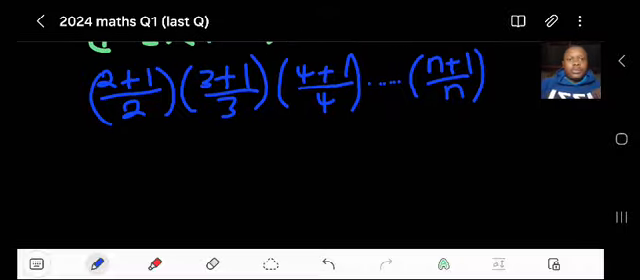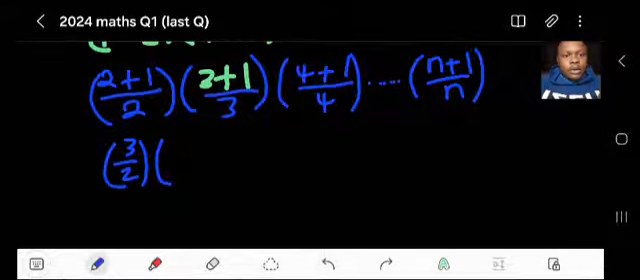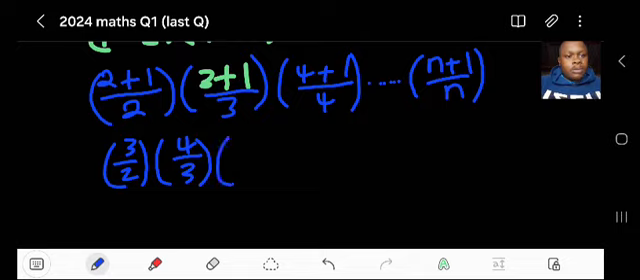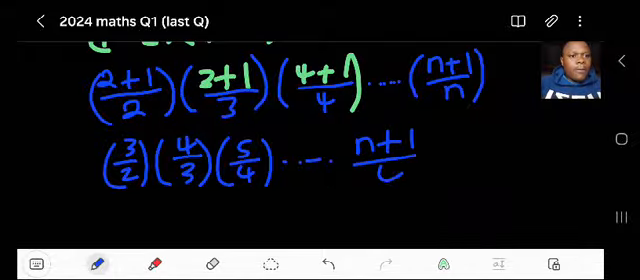So 2 plus 1 will be 3 over 2. Then you come here, add that, it will be 4. As you can see, that will be 4. We'll have that to be 4 over 3. You multiply, you come to this, you add, there will be 5 over 4. Then here we have n plus 1 over n.